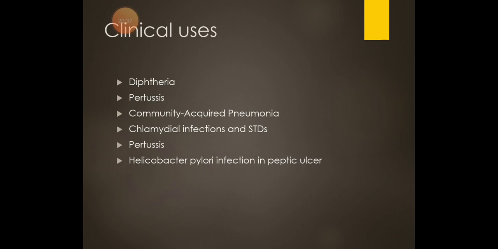So these are the common clinical uses of the macrolide group of antibiotics as a whole. It starts with diphtheria. Though we know that diphtheria itself requires antitoxin, erythromycin is probably the most effective antibiotic in treating the acute infective stage of diphtheria and for eradicating the carrier state through the course of acute infection.